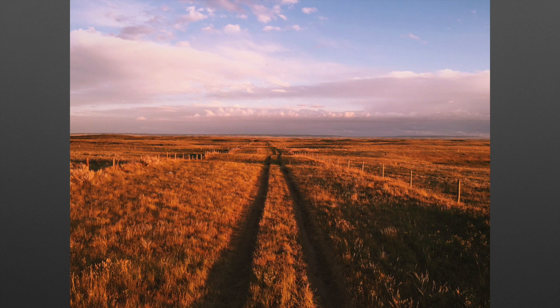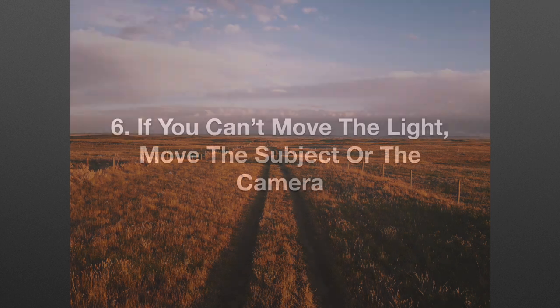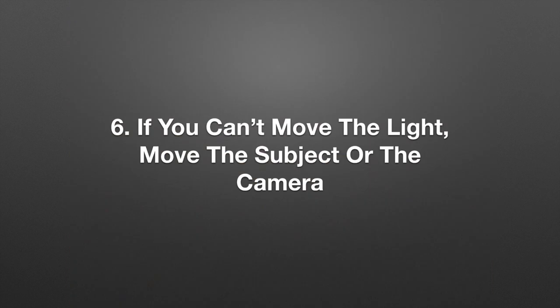Now, most of us as iPhone photographers don't own any kind of fancy lighting equipment. We're just working with the sun or whatever kind of light is available to us at any given point in the day. But you can still have an effect over the way the light hits your subjects, and that is my sixth tip, which is that if you can't move the light, move the subject or move your camera to create a more interesting photo.